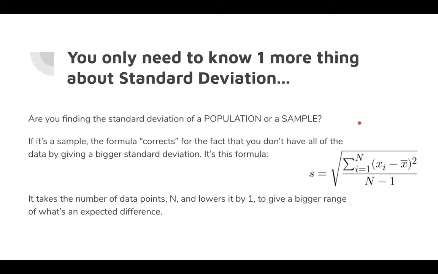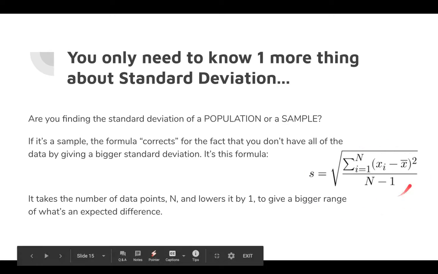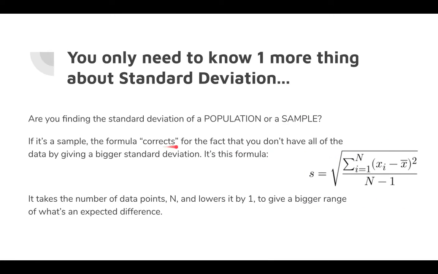And there's only one last thing to know about standard deviation. There are 2 types. There's population and there's sample. The sample formula, this one right here, corrects for the fact that you don't have all of your data. So it knows you're only taking a sample, and it gives you a bigger standard deviation so that there's a bigger range of what an expected difference is because you don't have all of the data.